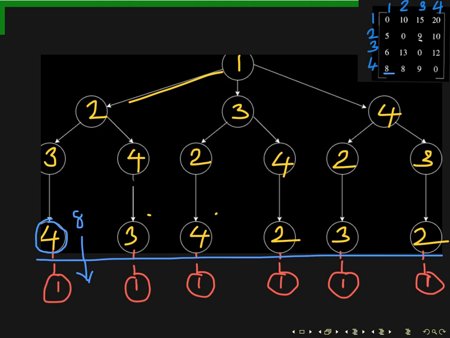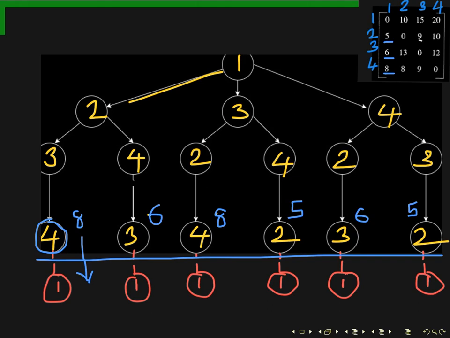Similarly, for going from 3 to 1, the minimum cost is going to be 6, and the minimum cost for going from 2 to 1 is going to be 5.